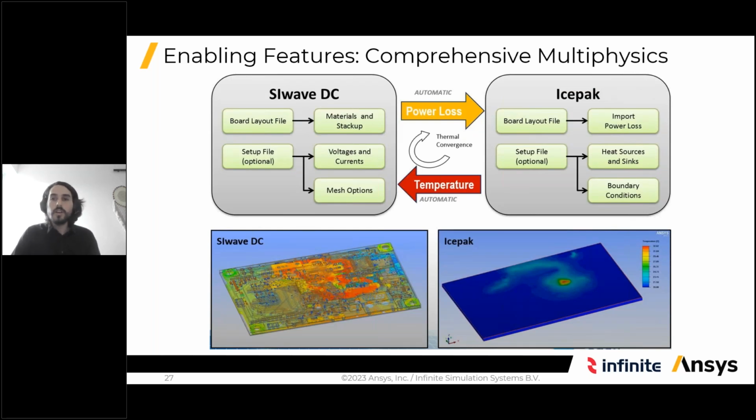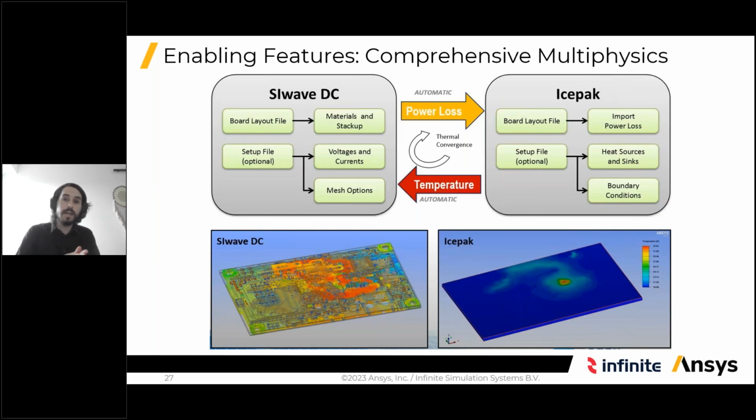So let's look at an example here of the coupling between IcePack and SI-Wave. We talked about SI-Wave in our first webinar, so if you want that, please let us know. SI Wave with its solvers will analyze the PCB and calculate the ohmic losses and the power losses, and then it exports them over to IcePack.